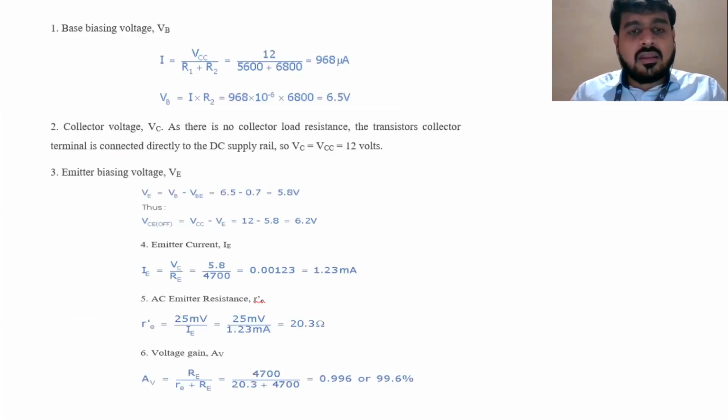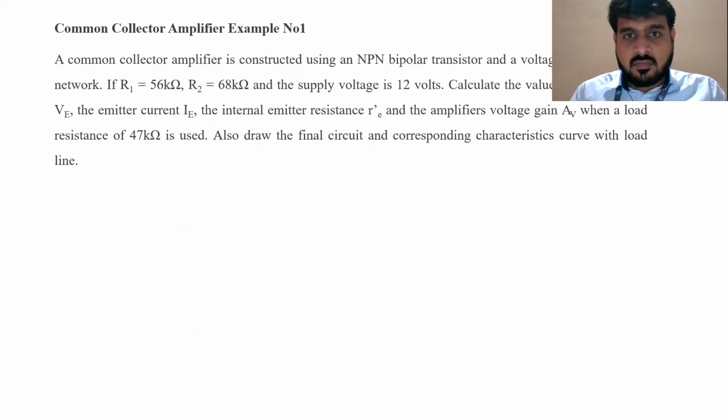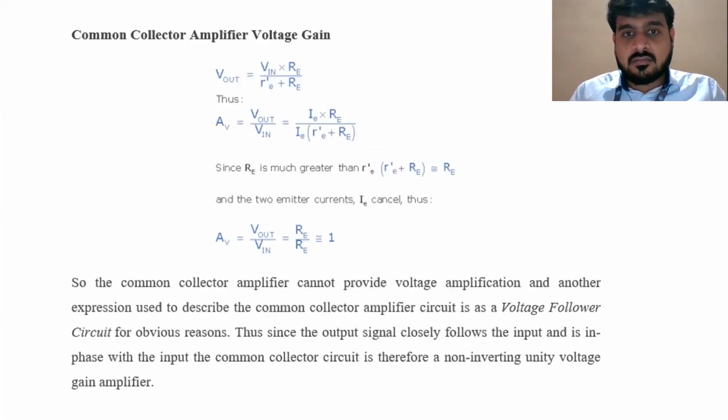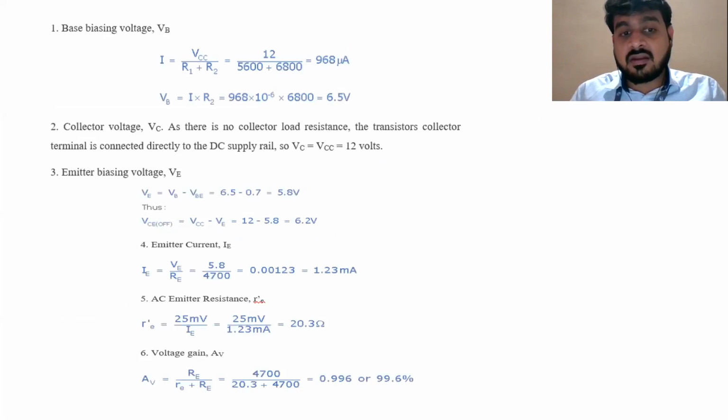Sir, small RE dash means internal resistance. Internal resistance with respect to which signal? AC signal, sir. So small ie, small e symbolizes AC current, which we are not finding, correct? Yes, sir. So that's why for gain I used something which I already have: the emitter resistance and then the AC resistance. With respect to that only, I can find out the gain.